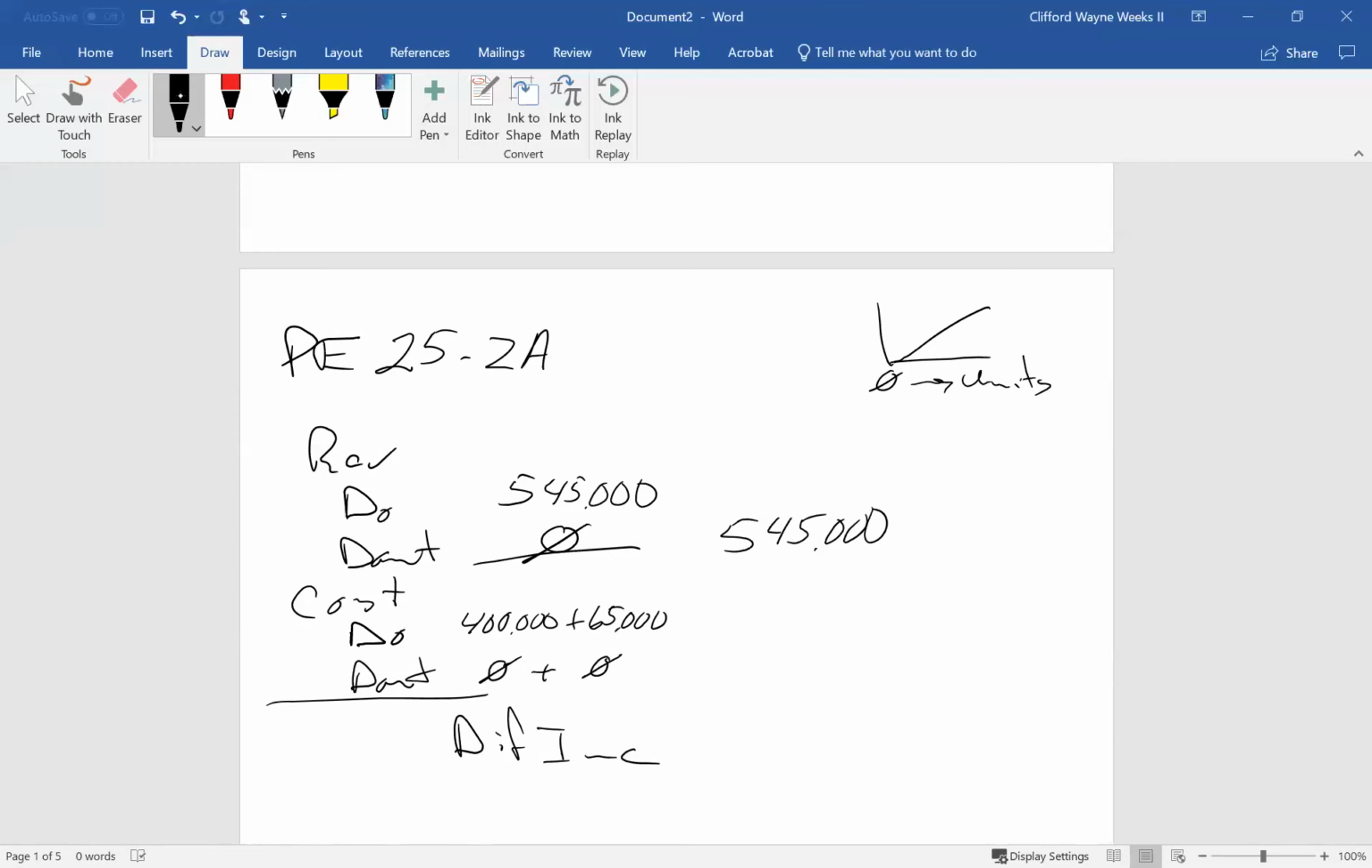However, when it comes to fixed, if we do it, we're going to incur this $90,000. But if we don't do it, we're still going to incur $90,000. Why? Well, because fixed are fixed. Fixed has nothing to do with the number of units. So whether we do this or not, we're going to incur that. Does that make sense? So hang on, let me add somebody.